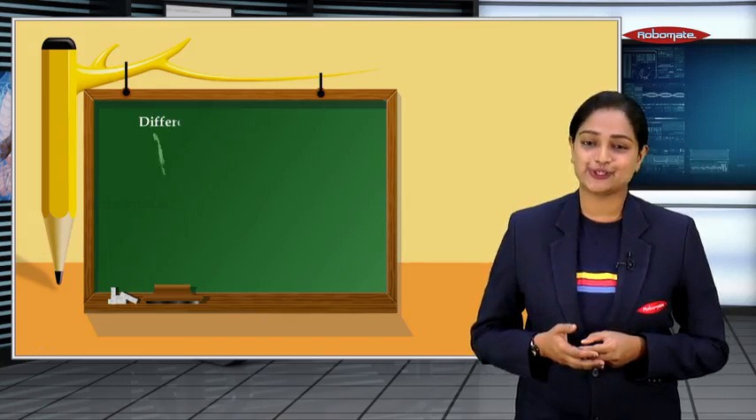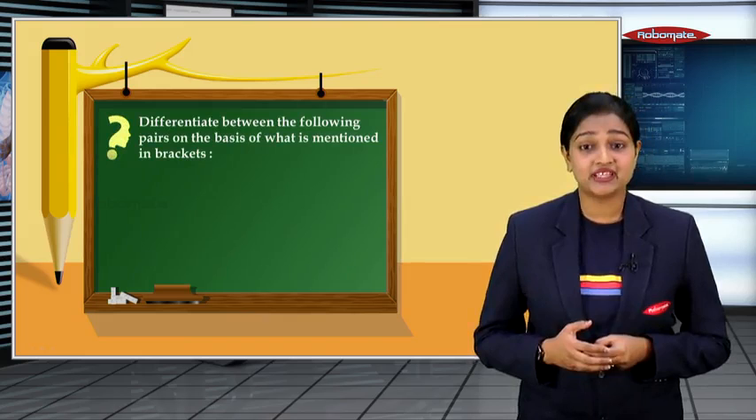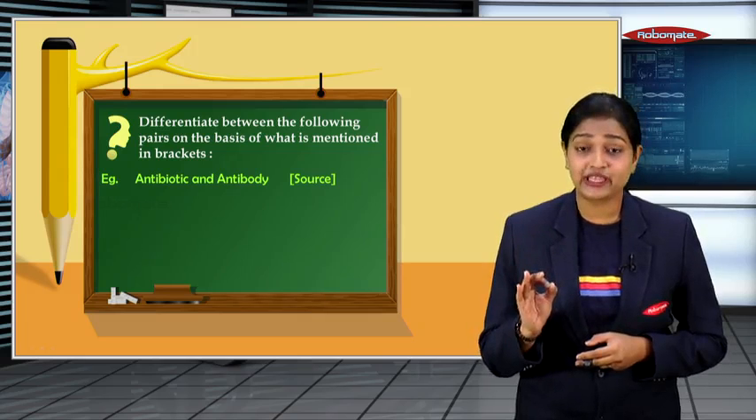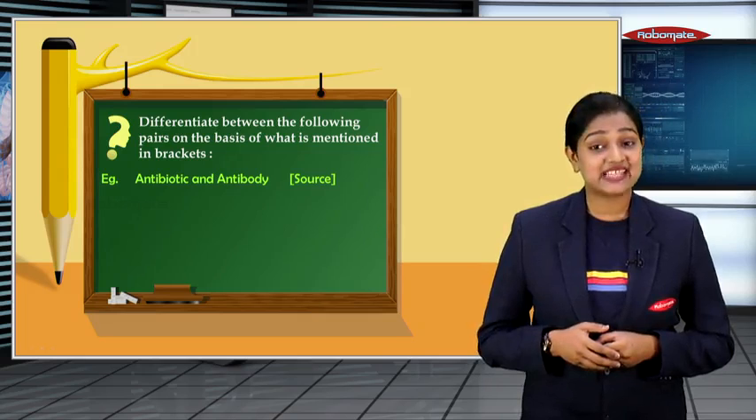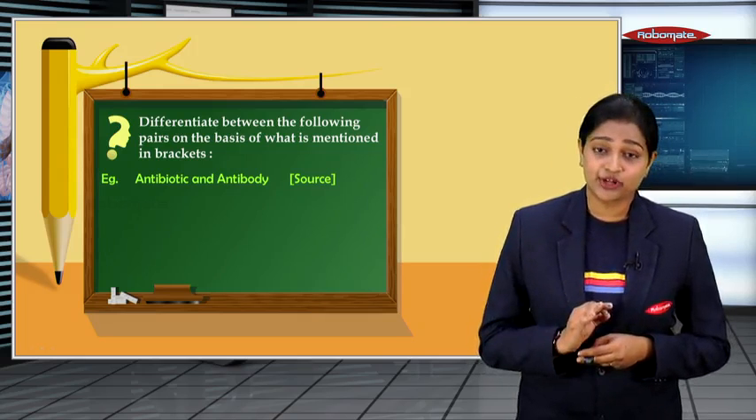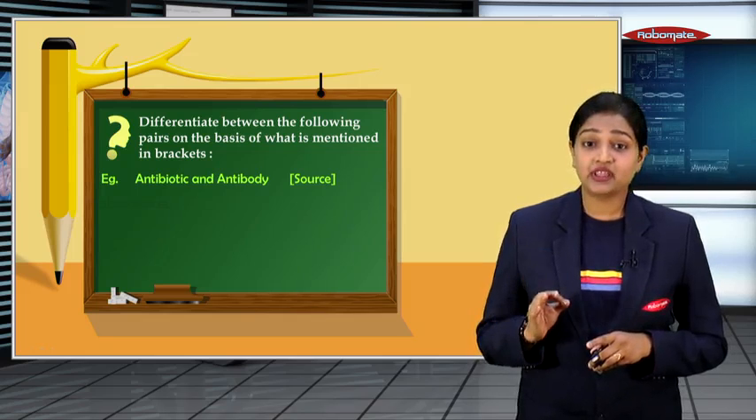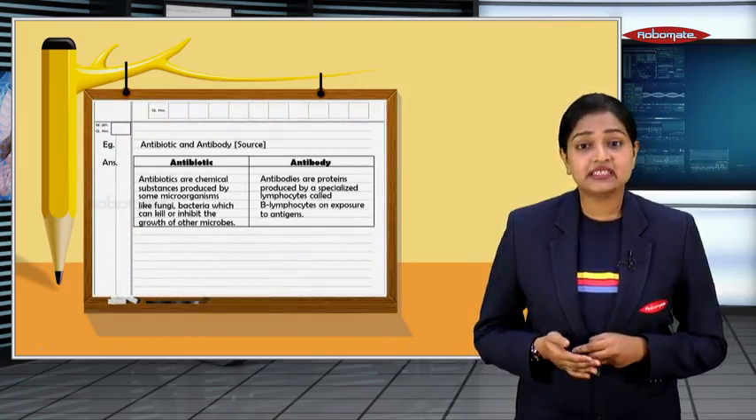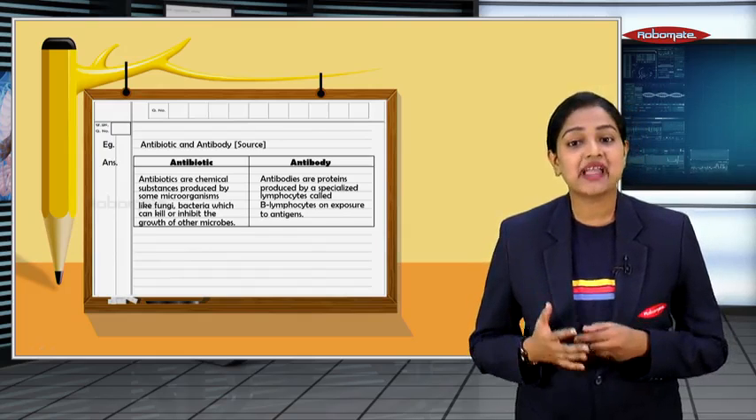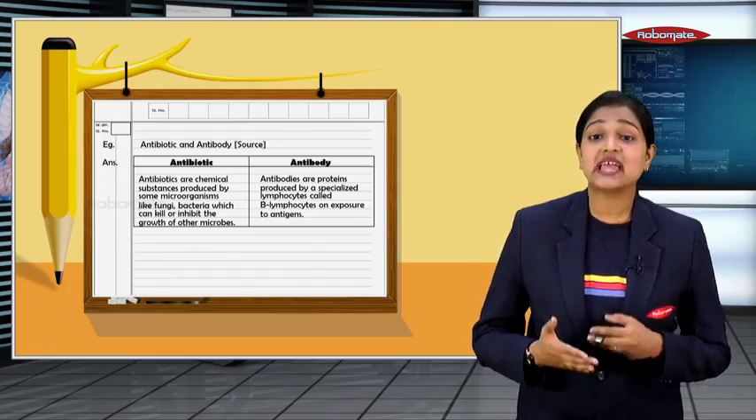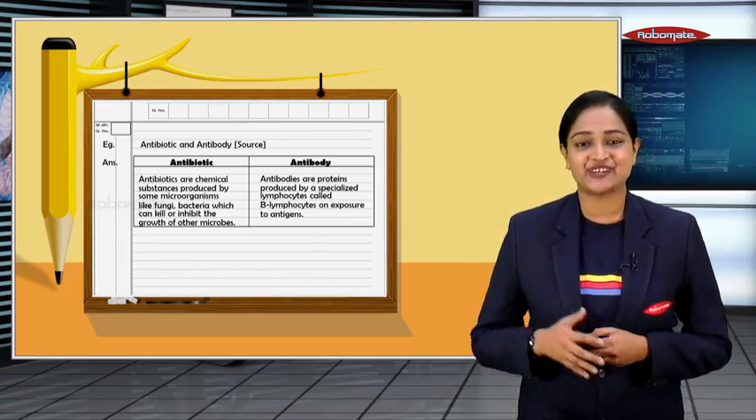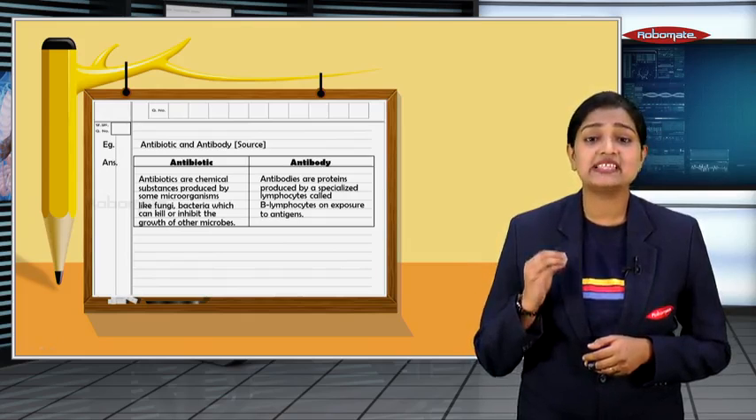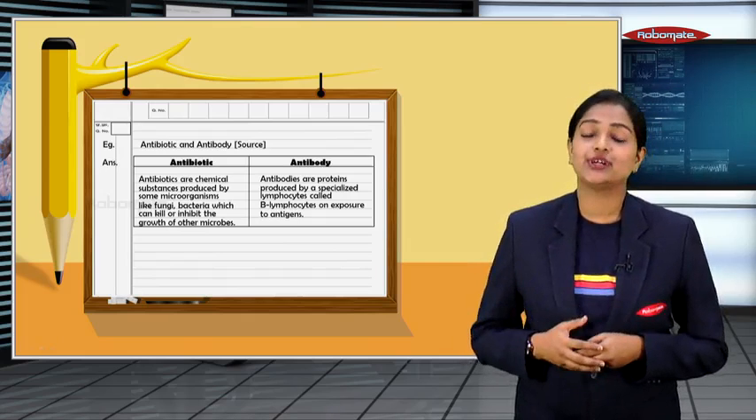Let us move on to the next type of question. Differentiate between the following pairs on the basis of what is mentioned in the bracket. Students, always read the question carefully and then answer what is asked. The example over here is antibiotic and antibody. You have to differentiate between the two, giving their sources. So, let us see the answer. Antibiotics are chemical substances produced by some microorganisms like fungi and bacteria, which can be used to kill or inhibit the growth of other microbes. Whereas antibodies are proteins which are produced by specialized lymphocytes called B lymphocytes on exposure to antigens.